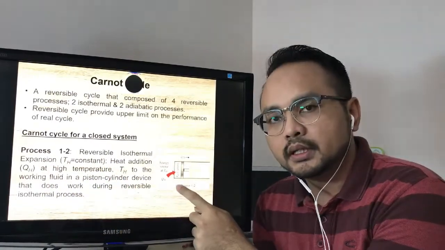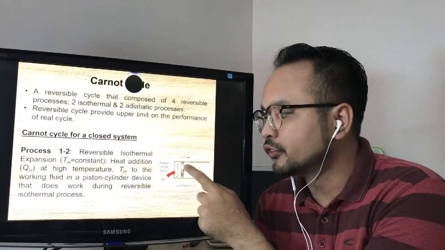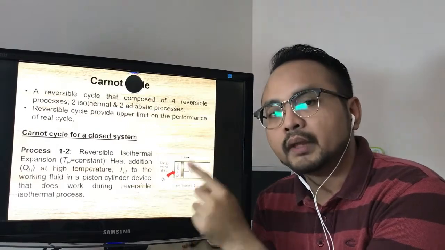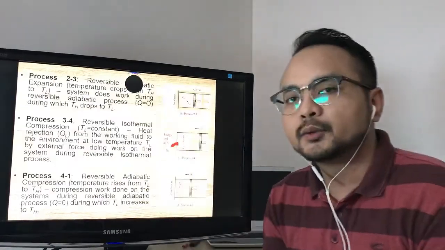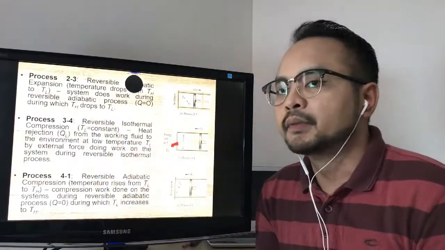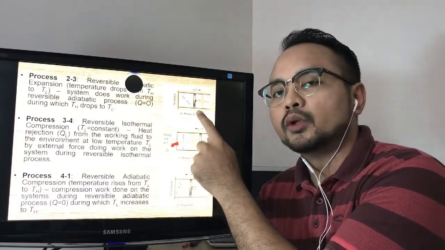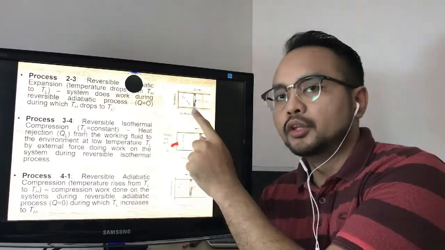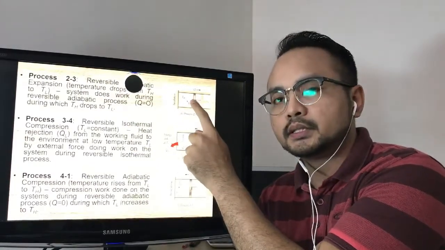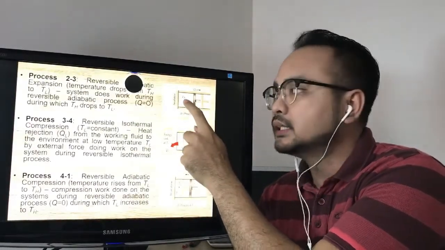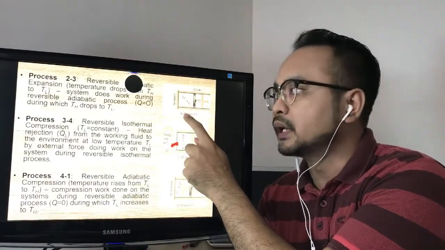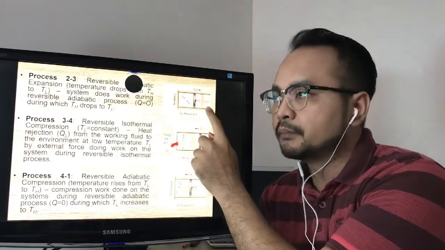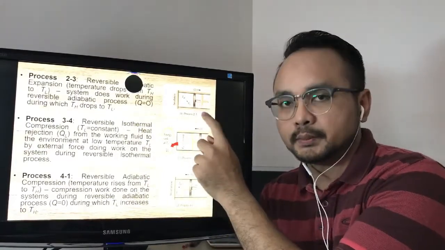And also, this heat will cause the piston to move from position 1 to position 2. So this process is also isothermal expansion. Next, we go to process 2 to 3, in which the piston cylinder will further move from position 2 to position 3. But at this stage, no Q will be channeled into the piston cylinder, but the temperature inside the piston cylinder is dropping from TH to TL. So for this process 2 to 3, it is undergoing adiabatic expansion.